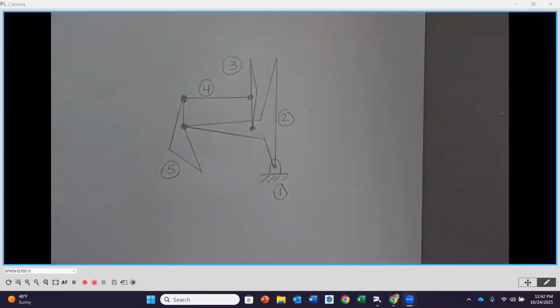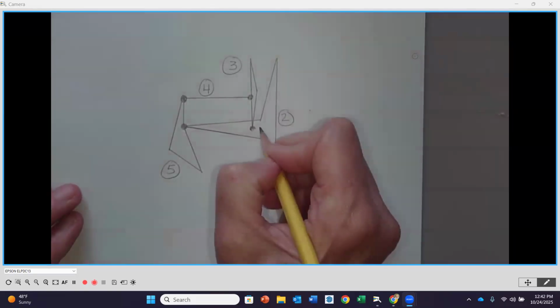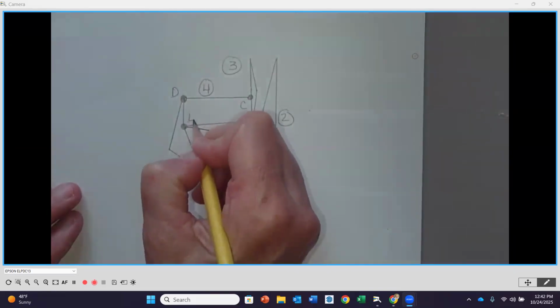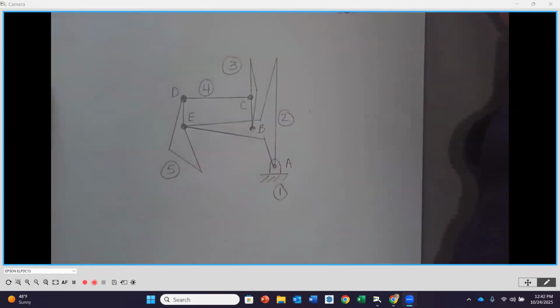Okay. Now our joints. I'm going to start here at A. I'm going to call this one B, C, D, and E. And again, if you do it in CAD and you put the links, as long as they're close to where they're supposed to go, the links and the joint labels, that's okay. As long as it kind of makes sense.